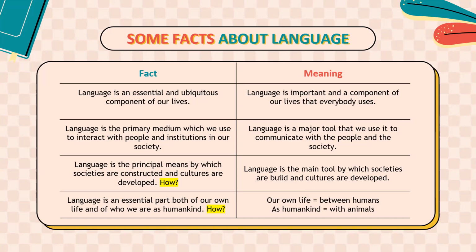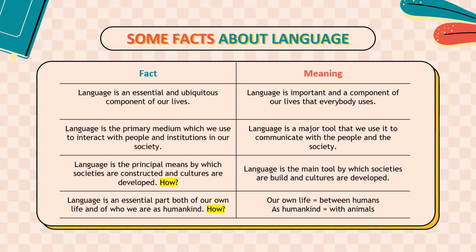First, language is an essential and ubiquitous component of our lives. Okay, when we say essential, we know what essential means. It means it is really important. Ubiquitous, maybe this word is new, but it means that everybody uses it, all right? So when we say language is an essential and ubiquitous component of our lives, we mean that language is an important component of our lives that everybody uses. And this is true. Every person on earth, a human, uses language.